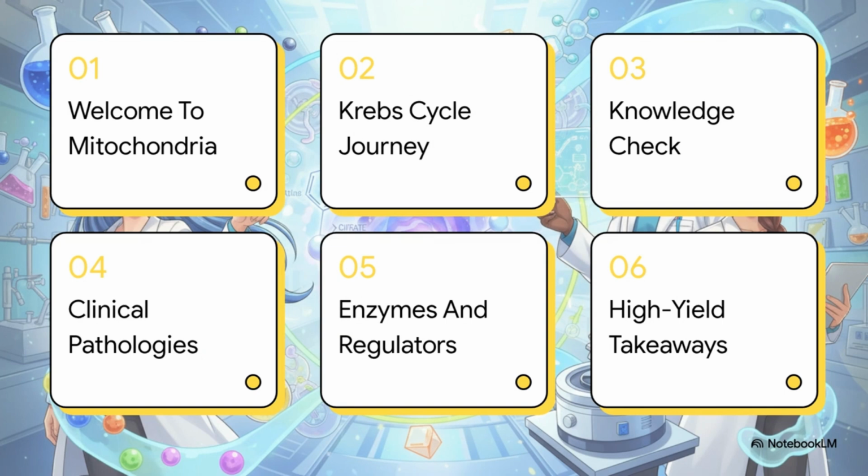Here is our syllabus for today. First, welcome to the mitochondria. Second, the Krebs cycle journey. Third, a midpoint knowledge check. Fourth, clinical pathologies and mutations. Fifth, enzymes and regulators. And finally, high-yield takeaways.